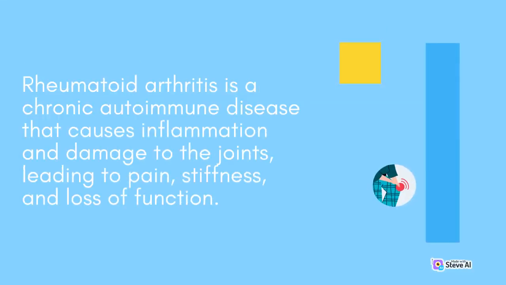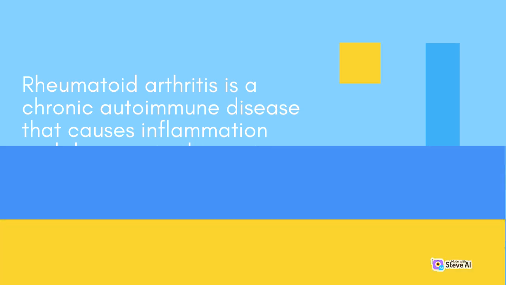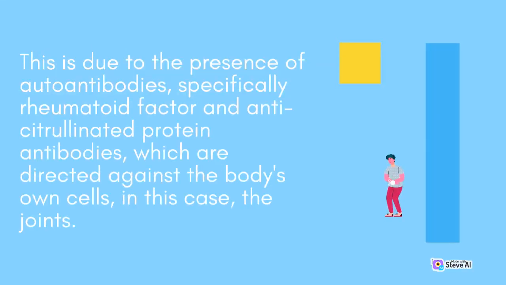Rheumatoid arthritis is a chronic autoimmune disease that causes inflammation and damage to the joints, leading to pain, stiffness, and loss of function. This is due to the presence of autoantibodies, specifically rheumatoid factor and anti-citrullinated protein antibodies, which are directed against the body's own cells, in this case, the joints.